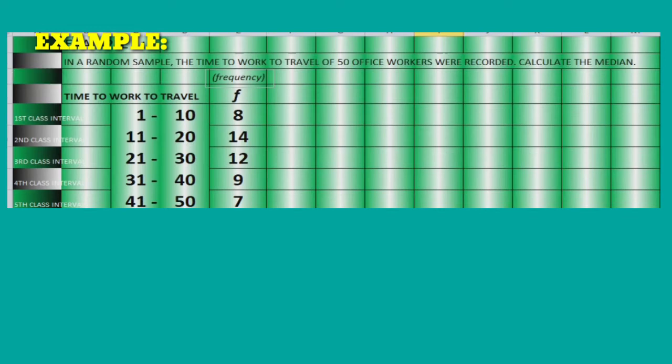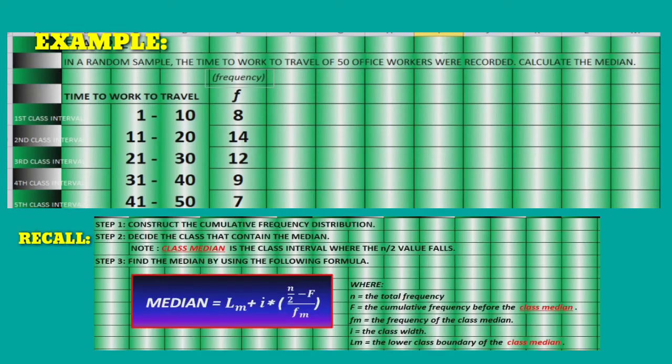So before we start, let us recall first our steps in solving for the median. There are three steps. The first step is construct the cumulative frequency distribution. Step 2. Decide the class that contains the median. Note also that the class median is the class interval where the n/2 value falls. And step 3. Find the median by using the following formula. The formula is below. Take note of that. That is our formula.